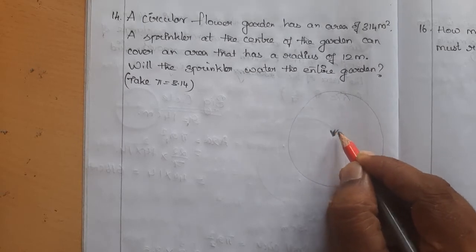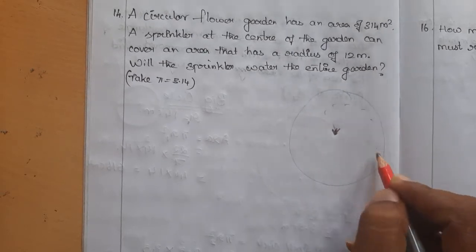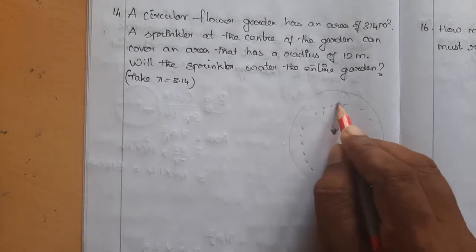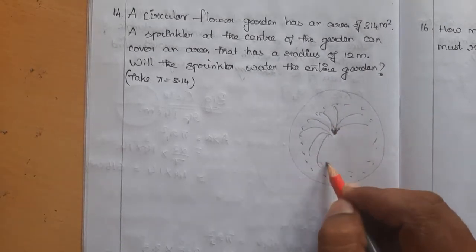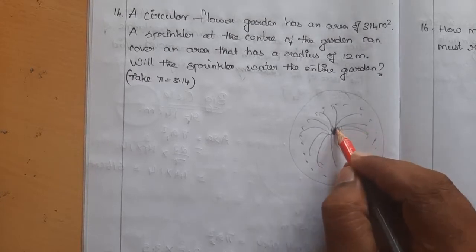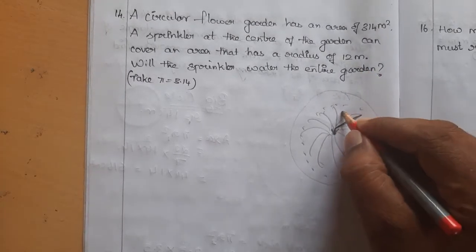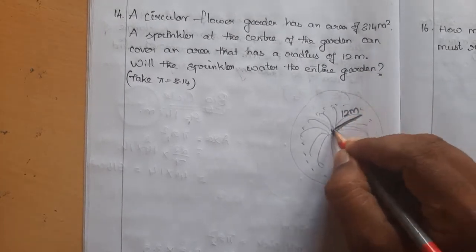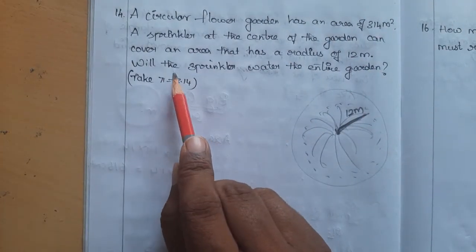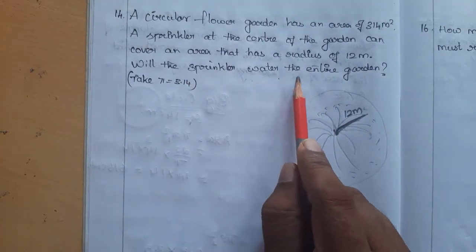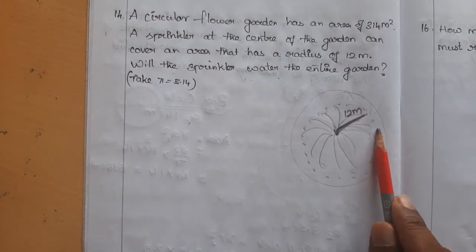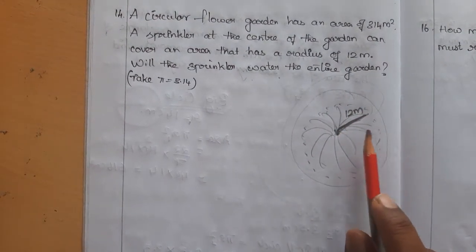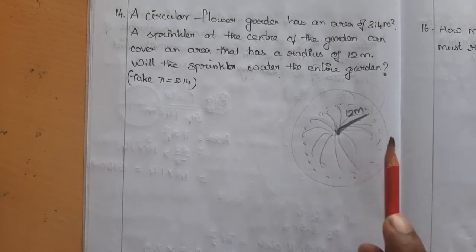The sprinkler will spray the water in a circular region. It will rotate in a circular motion, and they said this distance is 12 meters, which is given as the radius. So will the sprinkler water the entire garden, or will it leave some areas of the garden? We have to find that.